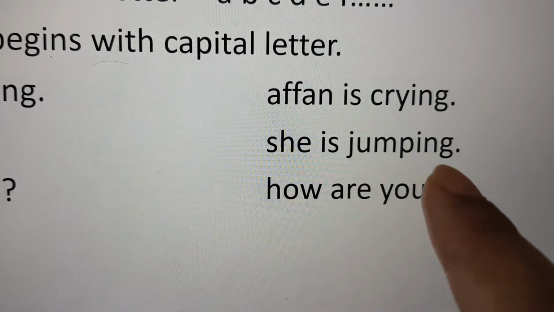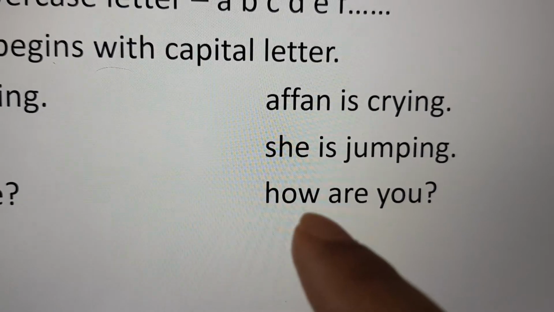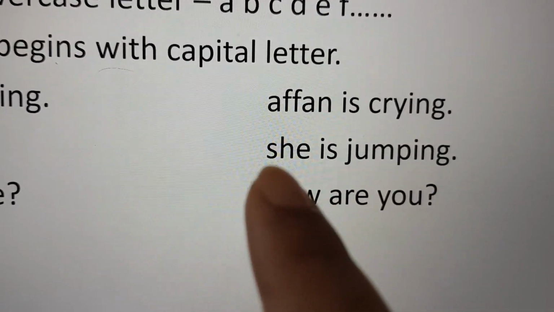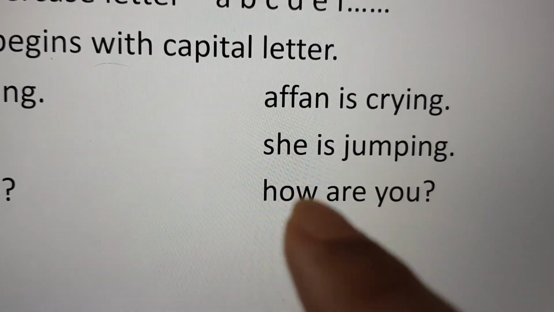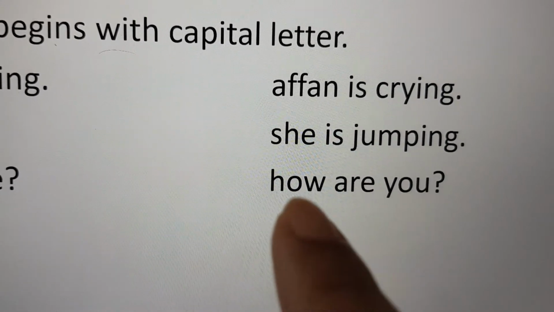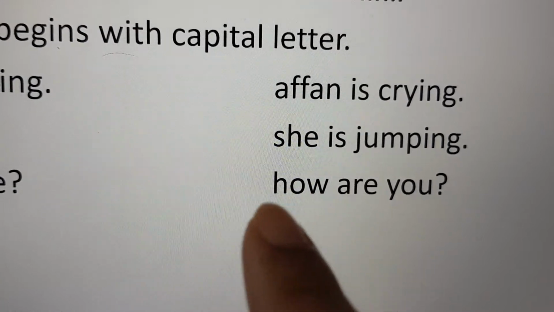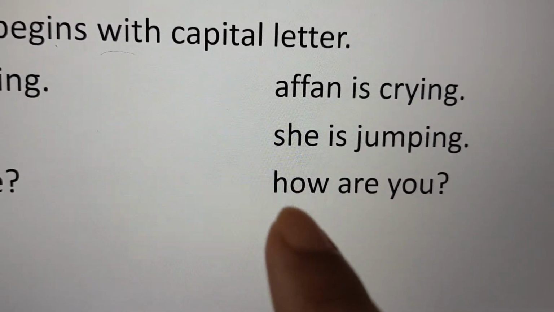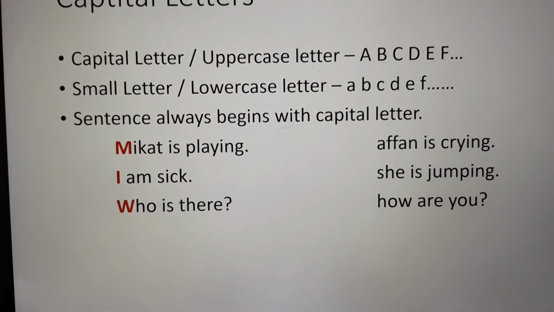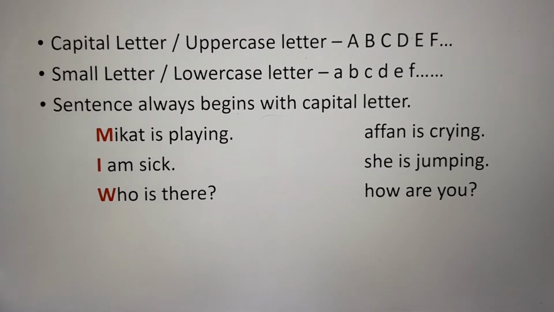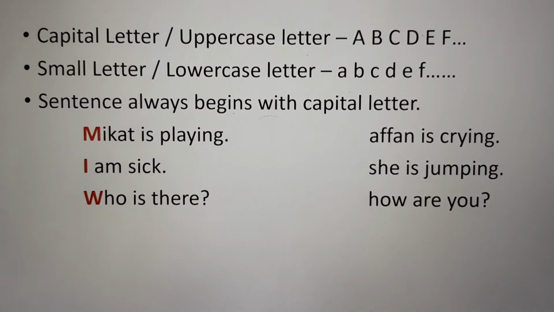She is jumping. There is also a mistake. See, the full stop is there, spellings are correct. What is the mistake? The sentence begins with S, but S is small. No, it needs to be capital. How are you? Here you see H, the sentence begins with H, but here H is a small letter. It can't be a small letter. It has to be a capital letter. Okay? So what did we learn? We learned that a sentence begins with a capital letter and ends with a full stop or question mark.